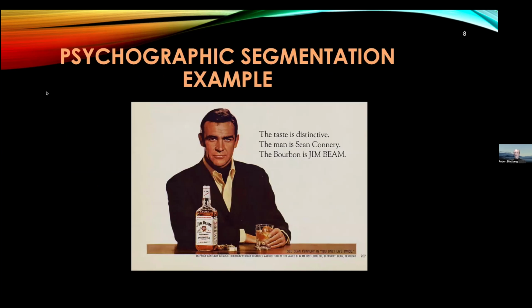The next one is psychographic. This is an old ad. I have always laughed about it because Jim Beam is actually a relatively low-end bourbon. But anyway, the taste is distinctive. The man is Sean Connery and the bourbon is Jim Beam. So why do I consume Jim Beam bourbon? Because Sean Connery has it, and I want to be like Sean Connery. So as you think about it, psychographic is really a powerful tool, but you can do it much more in terms of imagery, et cetera.